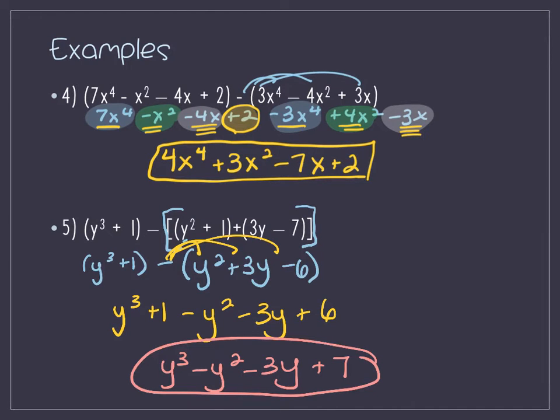And then I want to combine my like terms. So y to the 3rd minus y to the 2nd minus 3y. They were all like individual terms. And then the positive 1 and the positive 6 became positive 7.